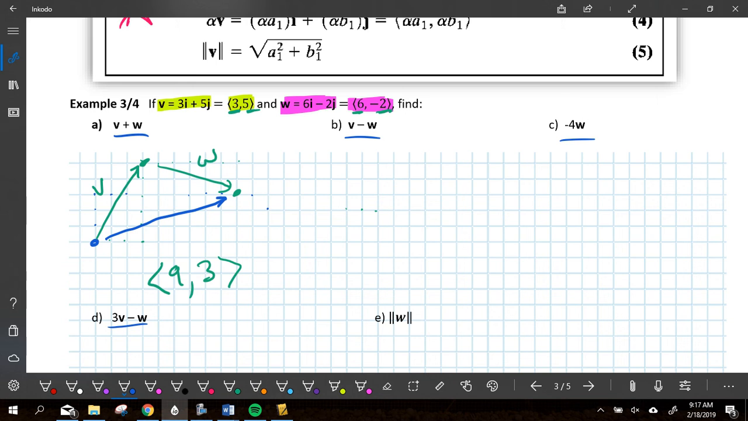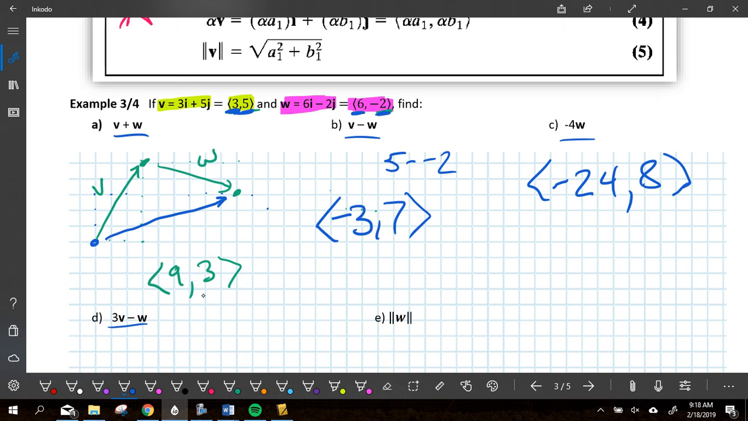V minus w. Irene, what'd you get for v minus w? Negative 3, 7. What'd you do to get negative 3? 3 minus 6, and for your y value, 5 minus negative 2. 5 minus negative 2 gets you 7. Good. That's it. Don't make it tougher than that. Gracie, what about negative 4w? Negative 24, and what did you say? And 8. And what'd you do to get those numbers? Negative 4 times 6 and negative 2. She's just distributing that in to get her new numbers.